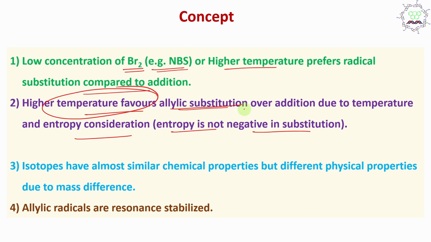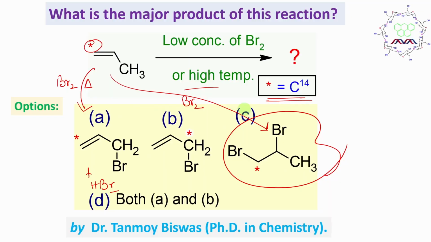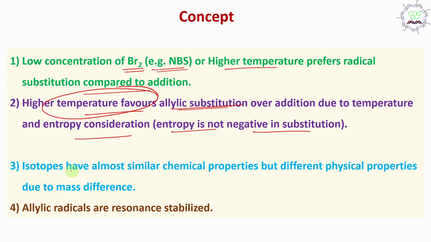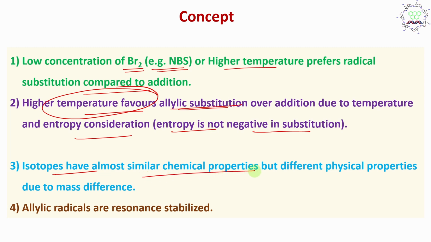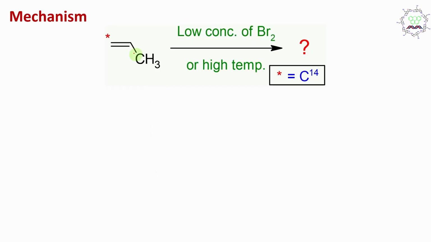allylic substitution. Not only that, allylic substitution proceeds through an allyl radical as intermediate, which is resonance stabilized. I shall discuss that later on. And about isotopes: this is carbon-14 and these are carbon-12. Isotopes have almost similar chemical properties but different physical properties because of the mass difference. In isotopes the number of neutrons varies, so the mass varies, and their physical properties vary, but the chemical properties are almost similar. Now let's go to the main topic, the mechanism.